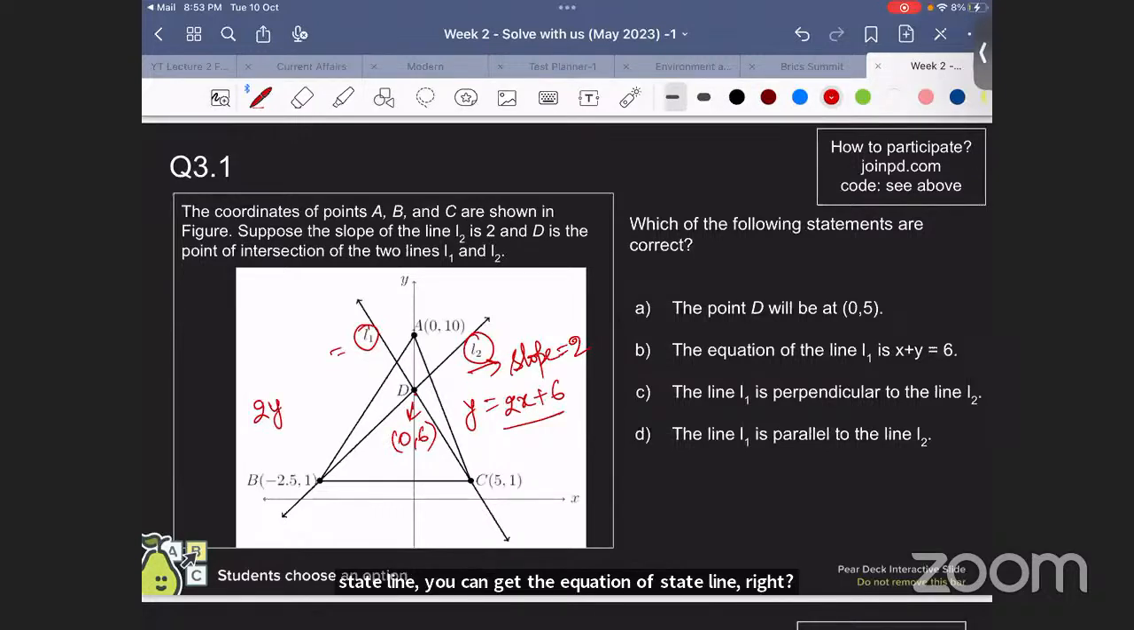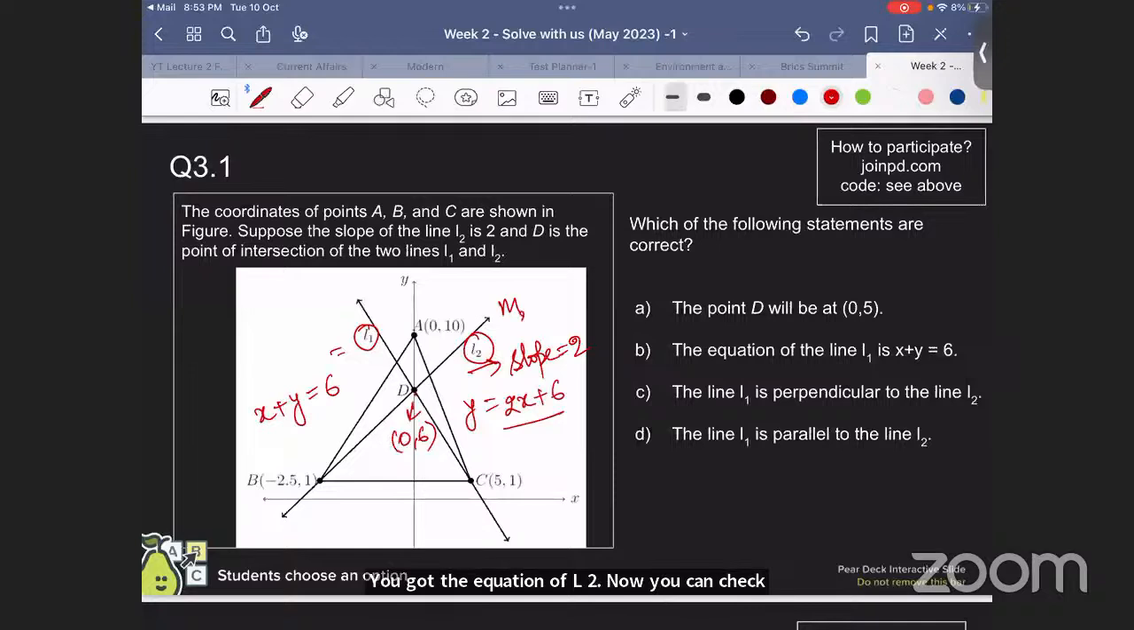X plus y equals to 6. So you got the equation of L1. You got the equation of L2. Now you can check whether both lines are perpendicular to each other or not. So how will you check whether these two lines are perpendicular to each other or not? By computing the product of the slopes, which is minus 1.